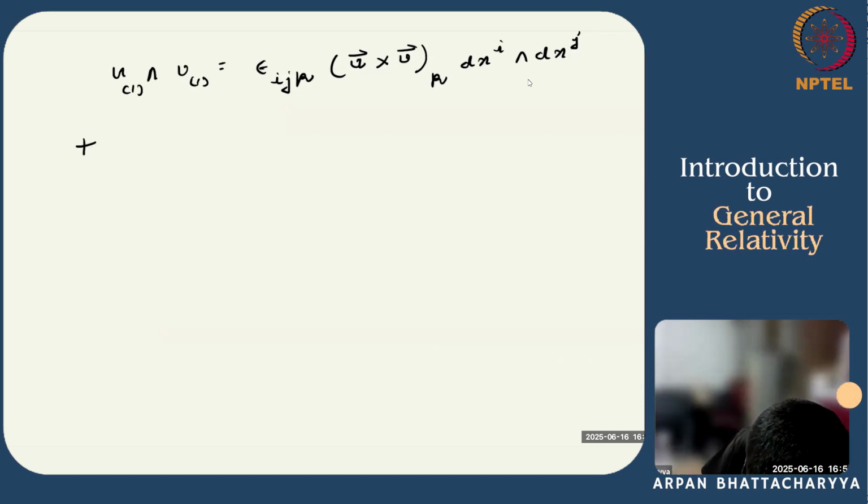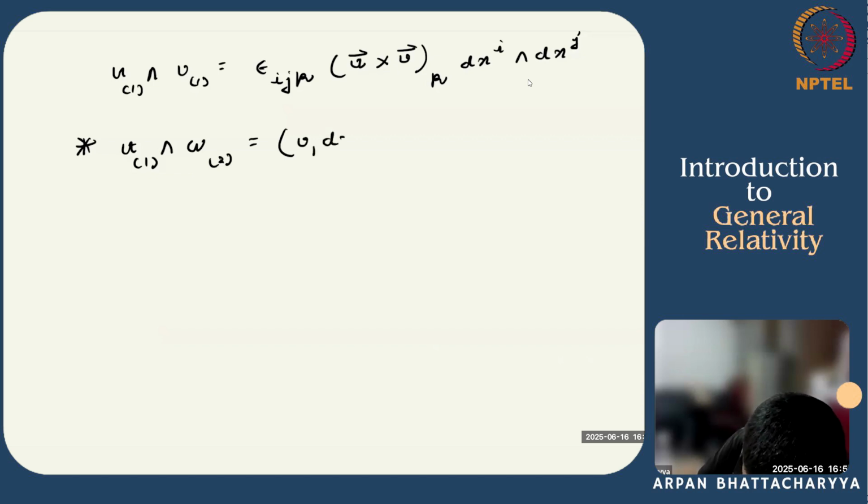Also, let's do a wedge product between v, a 1-form, and a 2-form, omega 2. Again, let's write it down.